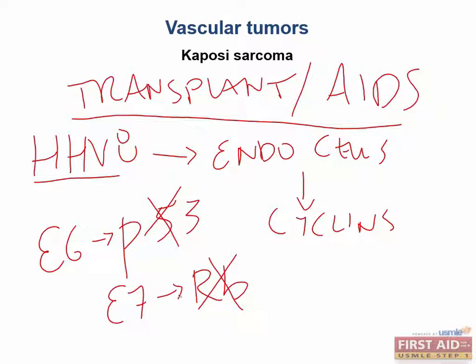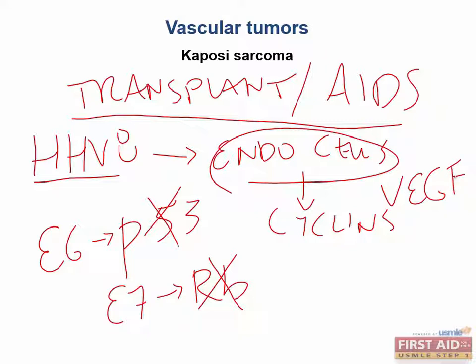Now, HHV8 has this certain mechanism that allows it to take over endothelial cells, and it tells the cells to start pumping out a bunch of vascular endothelial growth factor. This is why these tumors are so vascular. They start making a bunch of vascular tissue.